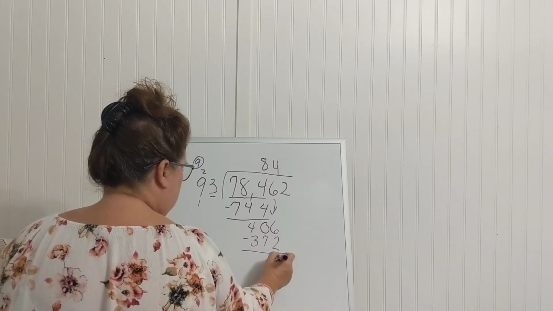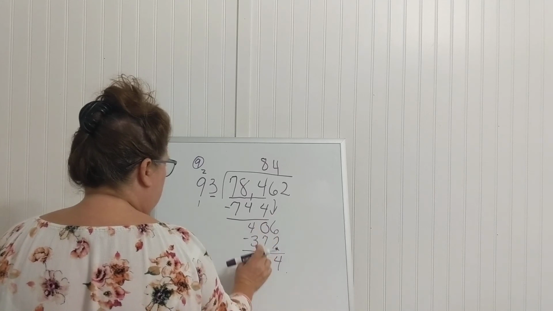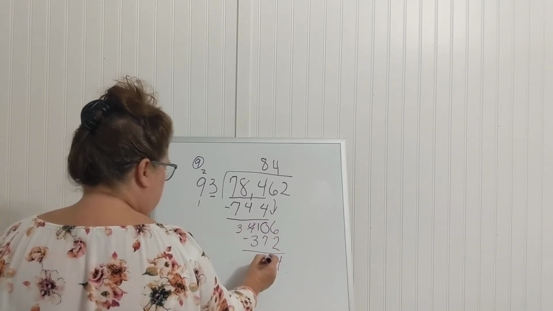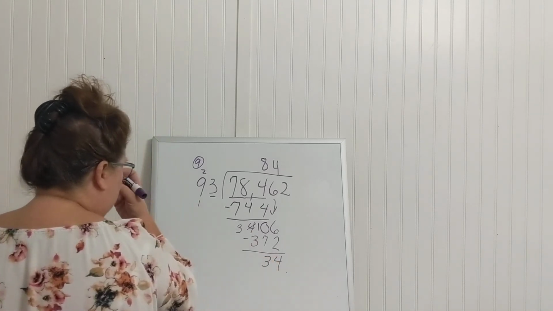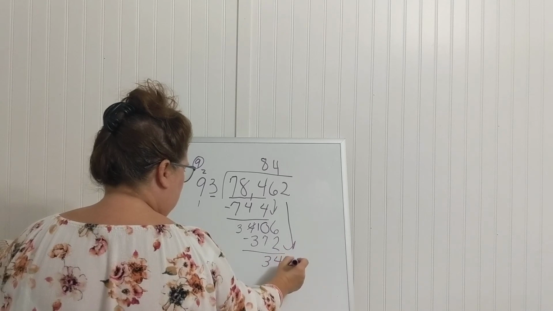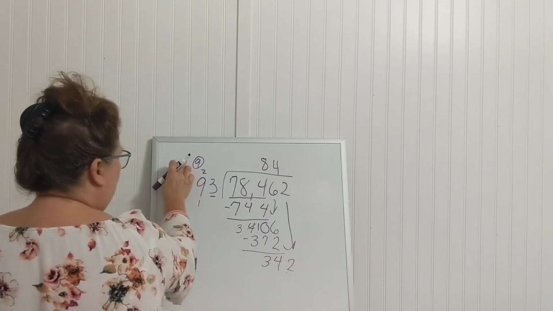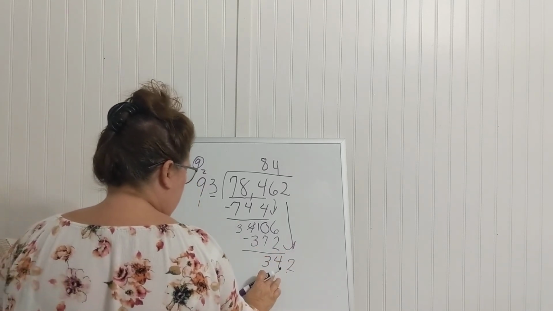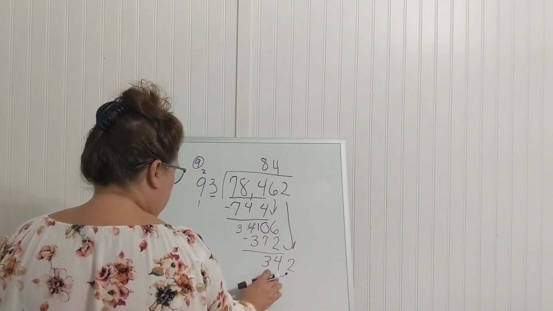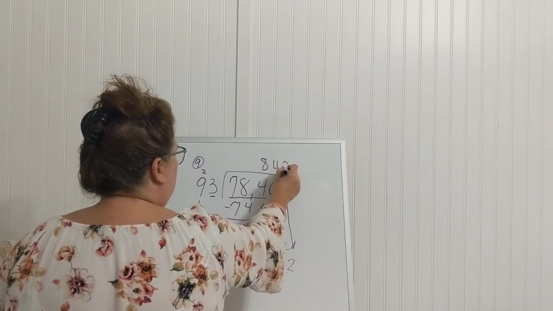We subtract. 6 minus 2 is 4. We can't say 0 minus 7. Borrow from the 4, make it a 3. 10 minus 7 is 3. Is 34 smaller than our divisor 93? It is. We bring down the next digit, which is a 2. How many times will our pretend divisor 9 go into 34? Well, 9 times 4 is 36, so that's too big. So we'll have to do 3.